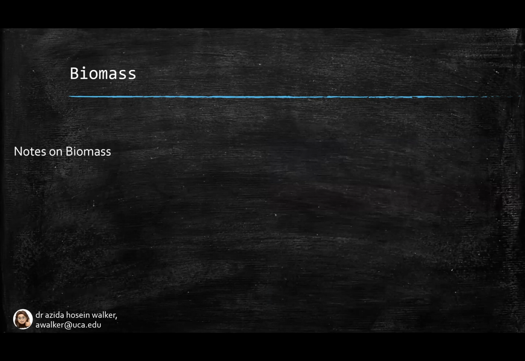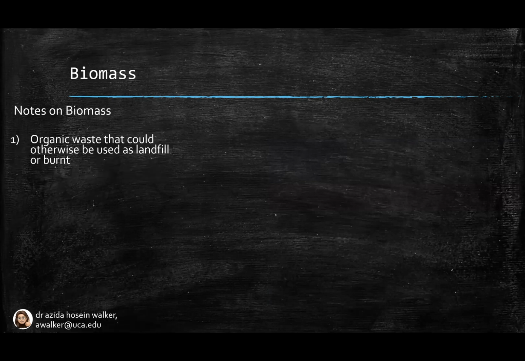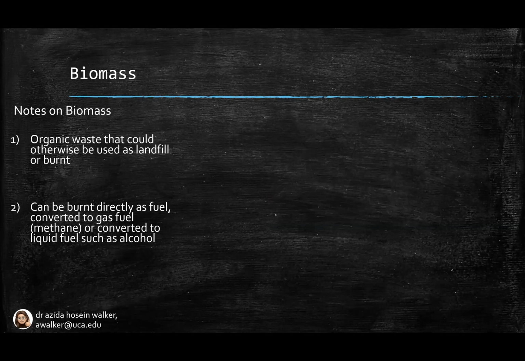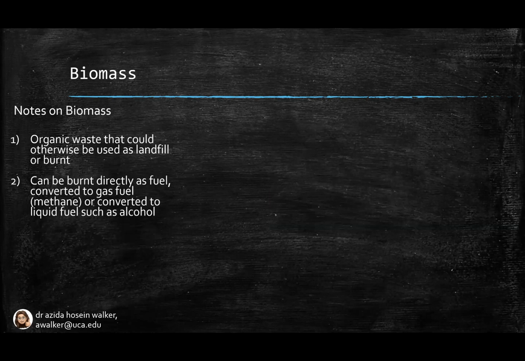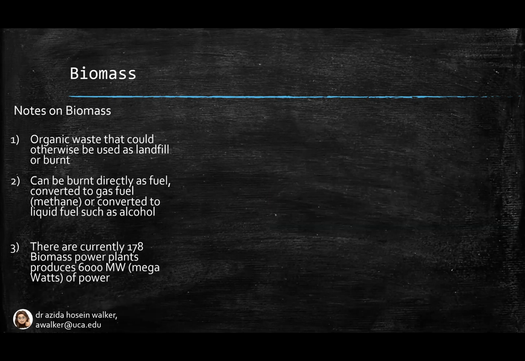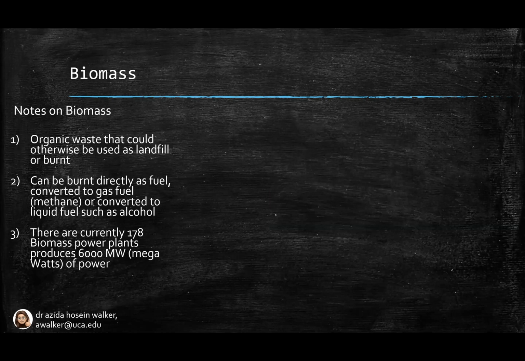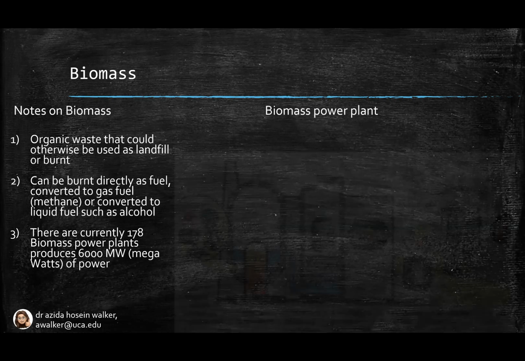Next, we have biomass. Biomass is from organic waste that could otherwise be used as landfill or burnt. This biomass can be burned directly as fuel, converted to gas fuel like methane, or converted into liquid fuel like alcohol. There are currently 178 biomass power plants that produce about 6,000 megawatts of power in the United States.